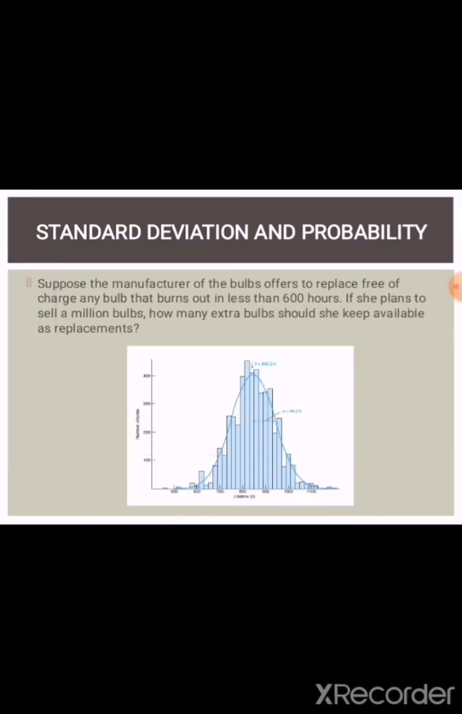Okay. Another example, suppose the manufacturer of the bulbs offer to replace free of charge any bulb that burns out in less than 600 hours. If she plans to sell 1,000,000 bulbs, how many extra bulbs should she keep available? So ito lang din yung example natin kanina. So we have already the mean na 845.2 hours. We have standard deviation of 94.2.